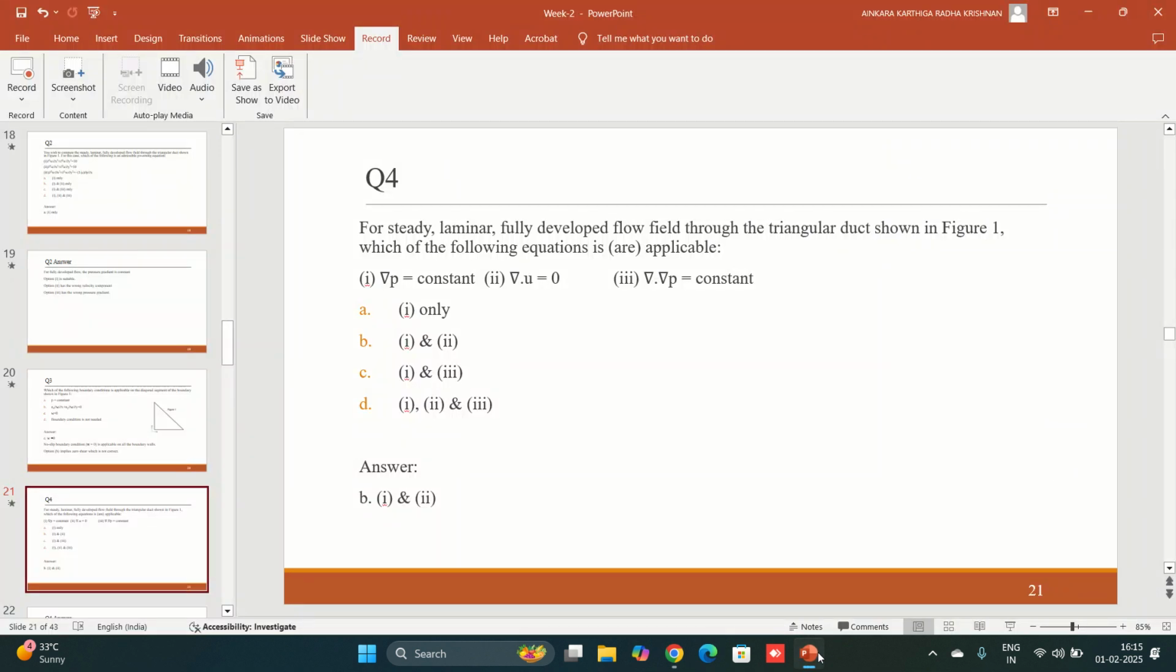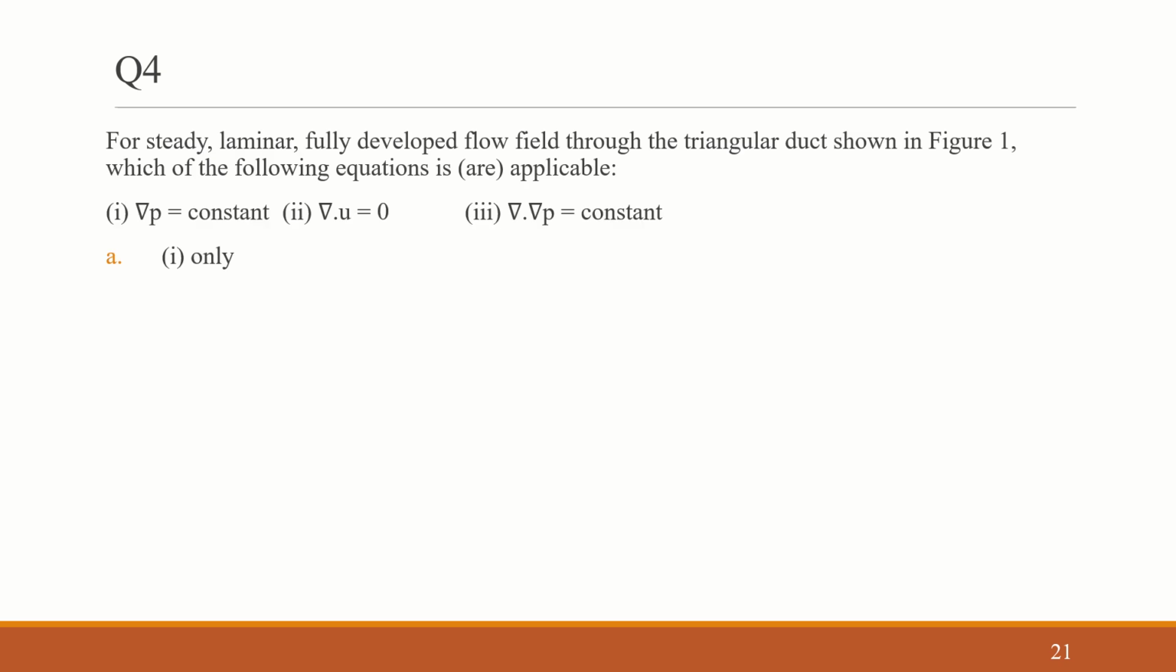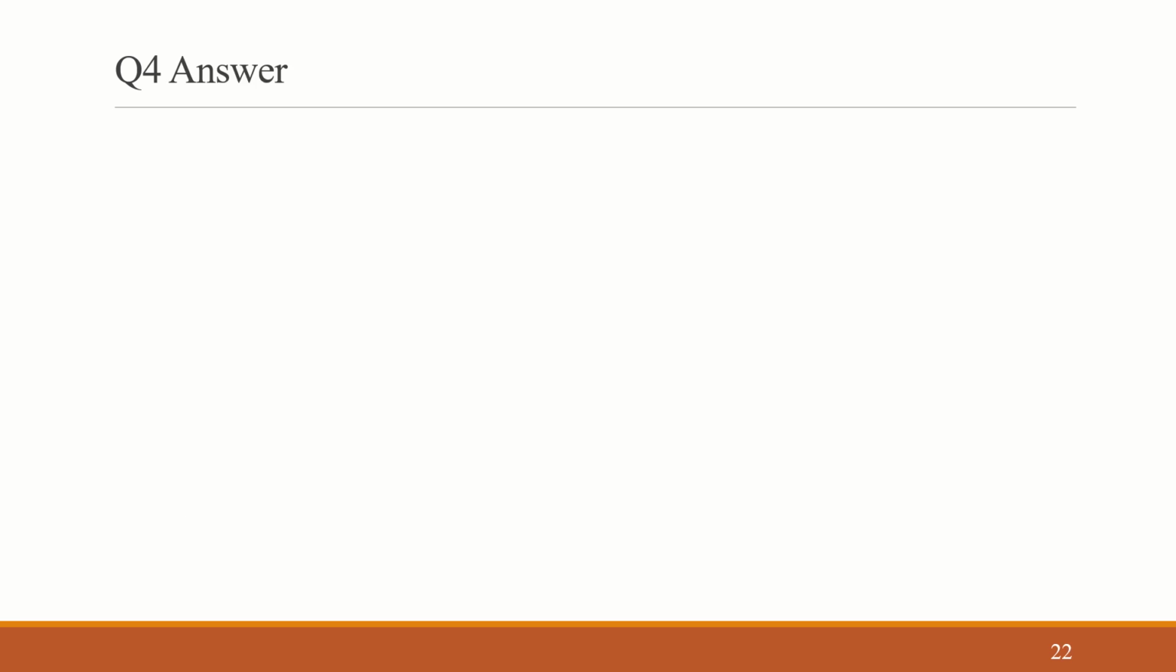Answer is actually B, because as I mentioned it is a vector form, so del dot U equal to 0, that is the continuity equation, right? And the first statement, delta P is equal to constant, is also true. Third one, del dot delta P equal to constant, is false, because delta P is constant means del dot delta P would be 0, it won't be constant. So option B is the right answer, 1 and 2.